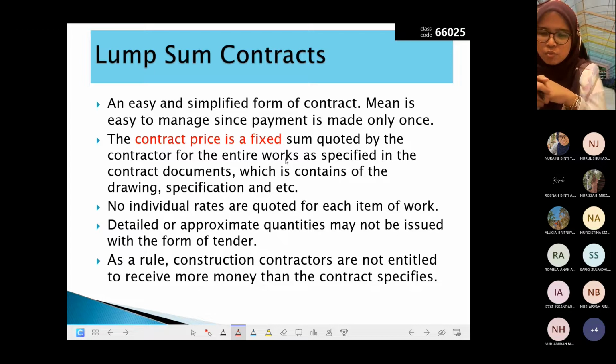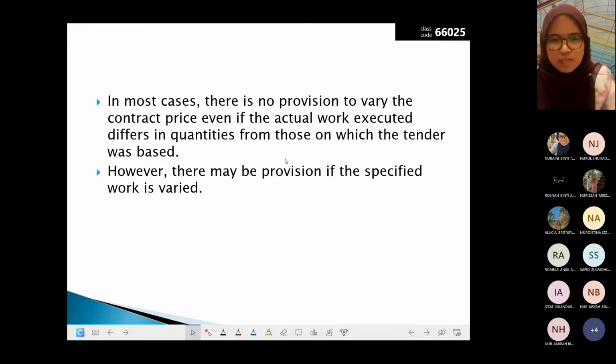Okay, biasa kontraktor dia perlukan rolling kan. Daripada duit yang terbayar tu dia akan rolling lah buat beli semua tu. Okay, so dia tak boleh tunggu you siap baru you bayar terus 200,000. Tak. Okay, semuanya dia boleh bagi price tu je lah. And then, dia akan by stages lah. There is no provision to vary the contract price even if the actual work executed differ in quantity. Okay, so kalau perubahan harga pun dia tak boleh nak claim tau.